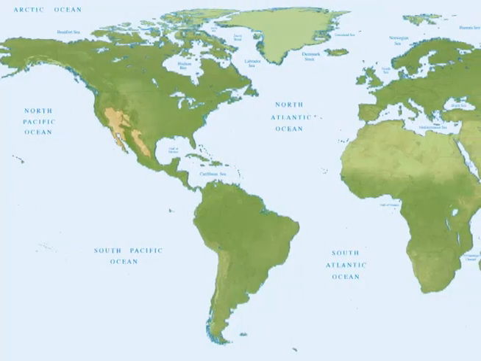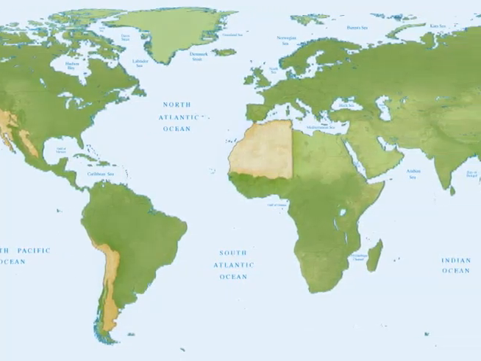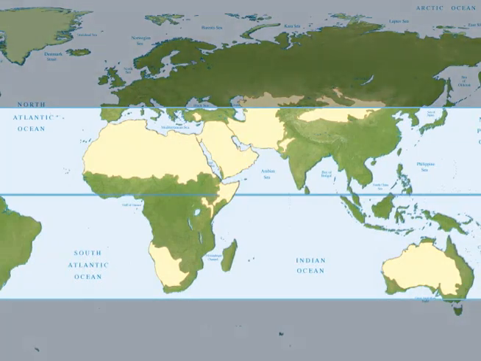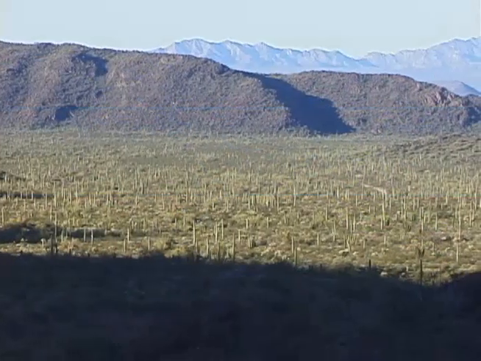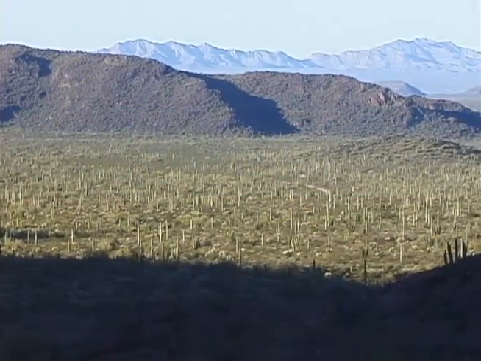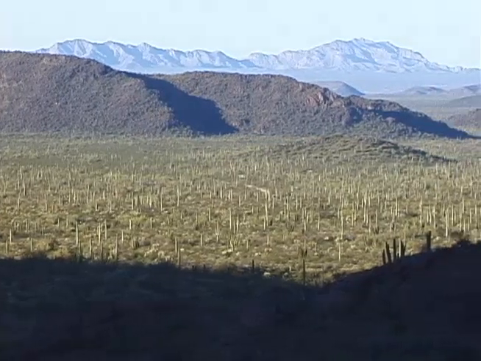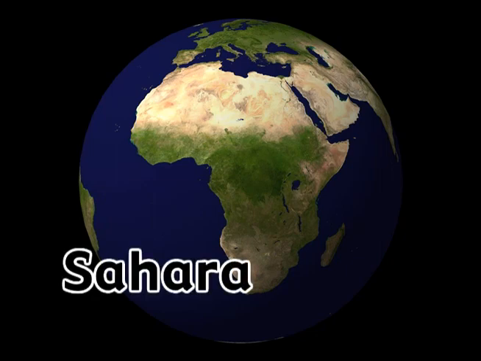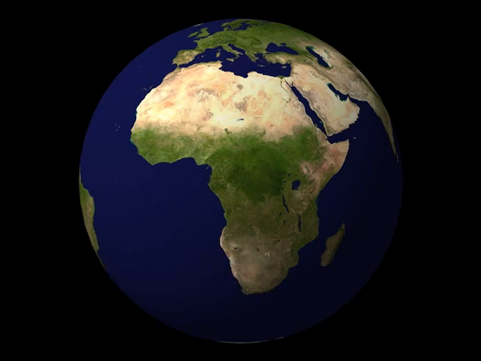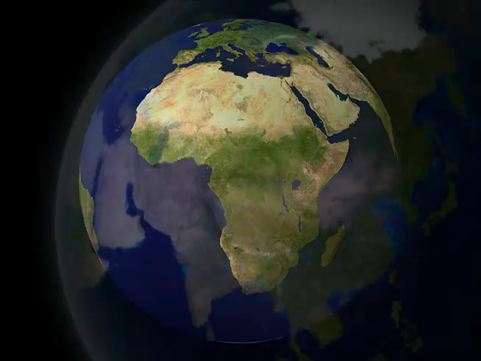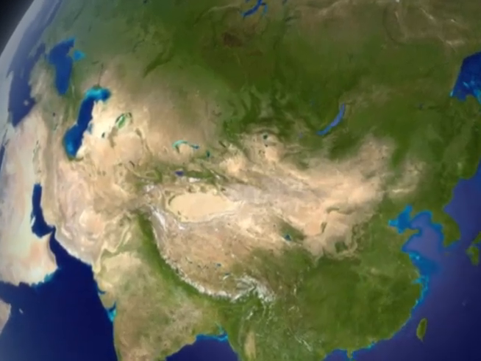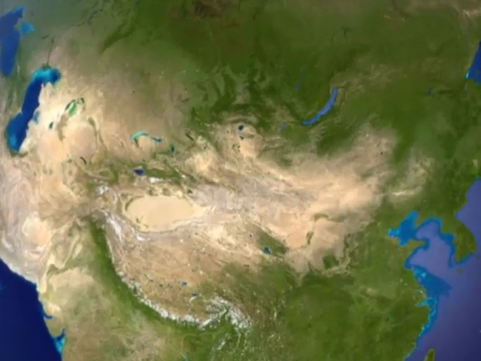You may not realize it, but deserts cover about 1/5 of Earth's surface. Most deserts are located between 30 degrees north and 30 degrees south latitude. The largest deserts tend to be located in the interior of continents, far away from moist oceans. The largest desert in the world, the Sahara Desert in Africa, is 9 million square kilometers in size. The Gobi Desert in China and Mongolia, the world's second largest desert, has very cold winters and hot summers.